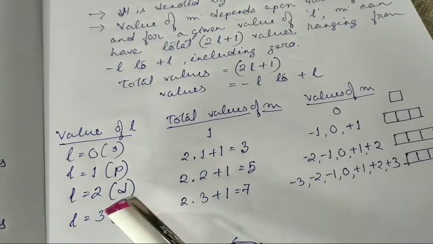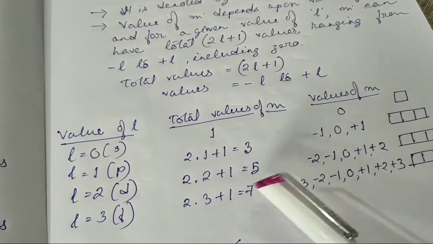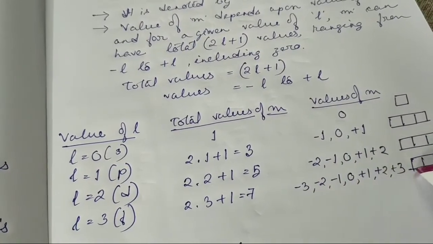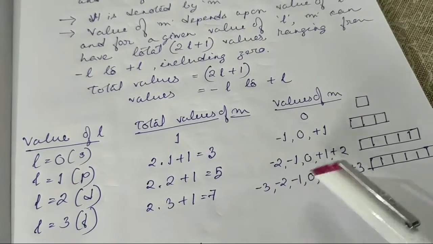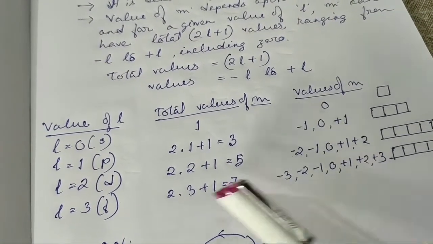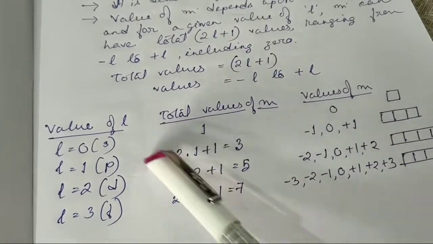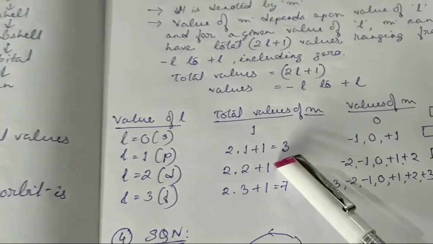Similarly, for L equal to 3, 2 into 3 plus 1, that means 7. So total of 7 orbitals of equal energy. Minus 3, minus 2, minus 1, 0, plus 1, plus 2, plus 3. So in this way we can get the total idea or the total address.